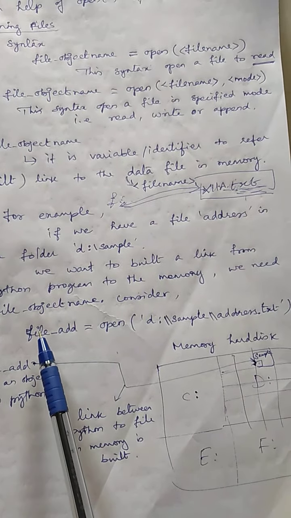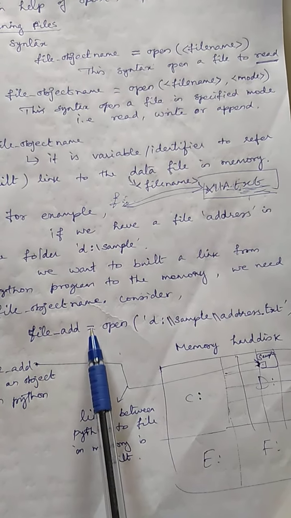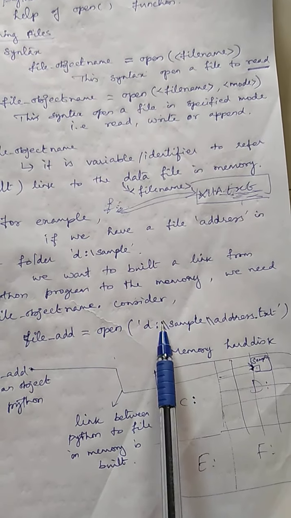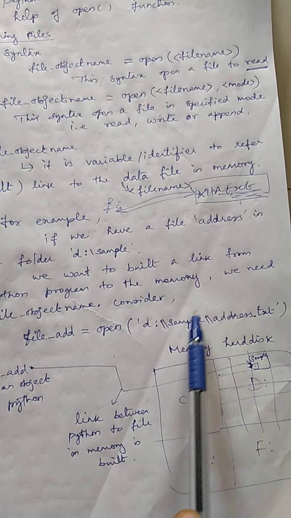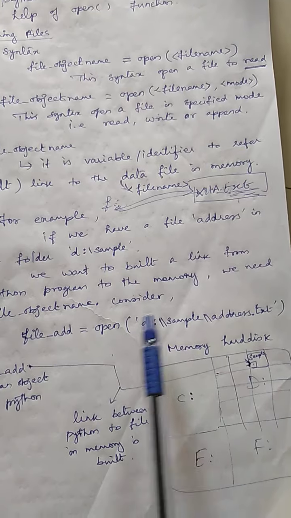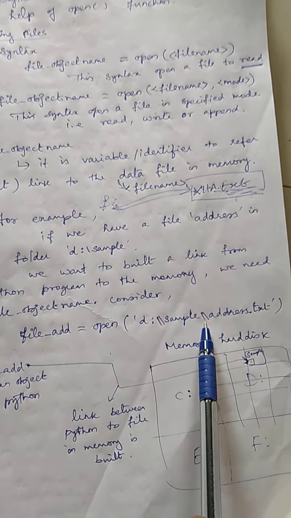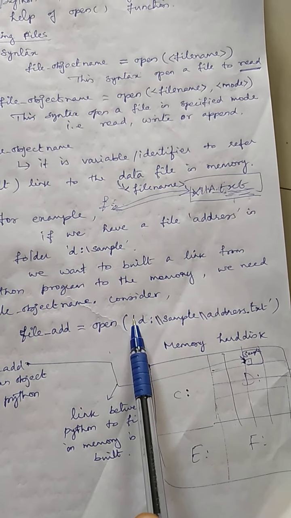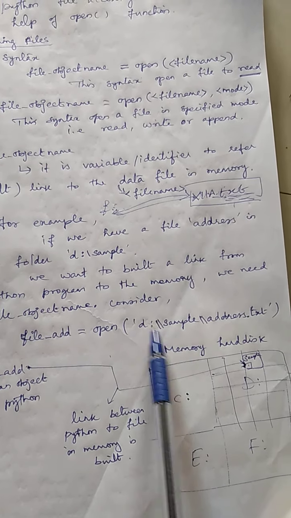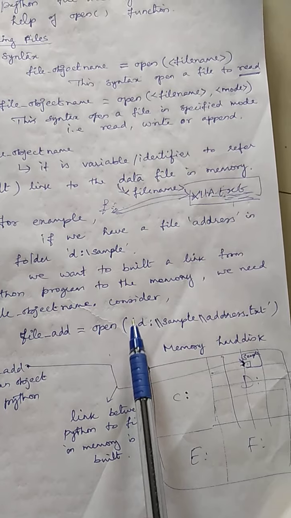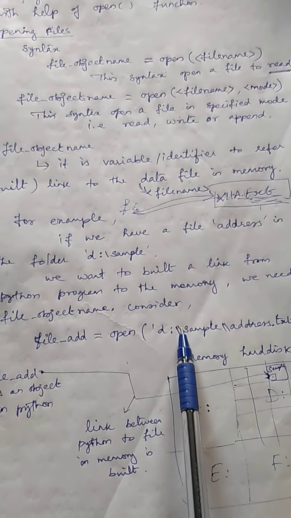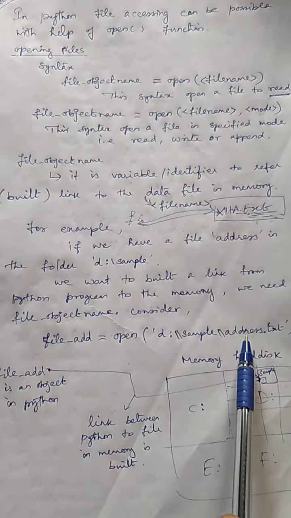Here, consider file address as the file object name, equal to open, d:/sample/address.txt. So in d:/sample the address file is there. See, I am using forward slashes here, so I need not use R. If I am using backslashes here, I must specify R. It is raw data, so it does not treat the backslashes as escape sequences.